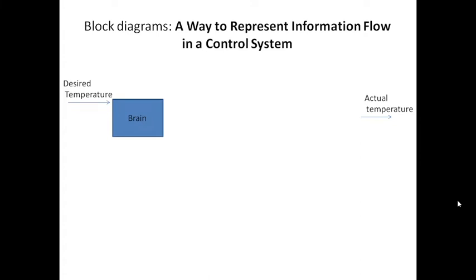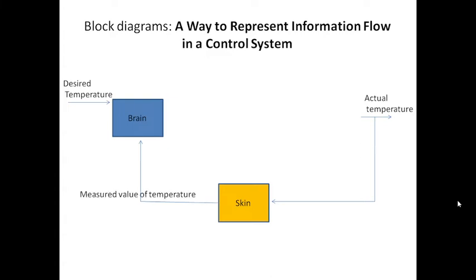In terms of block diagrams, that can be represented as the measurement of the actual temperature by the skin and providing an output to the brain. Now here the information given by the skin to the brain may not be exactly equal to the actual temperature. It gives information regarding the measured value of the temperature as sensed by the skin.